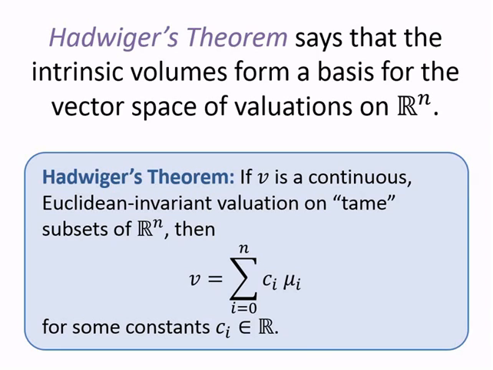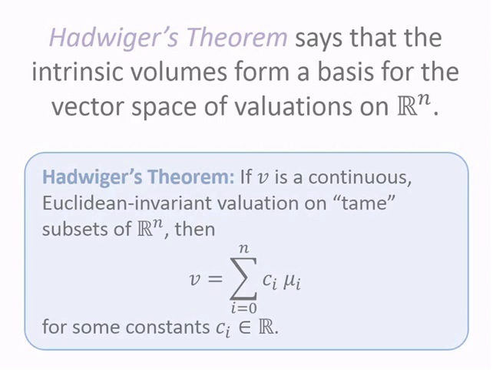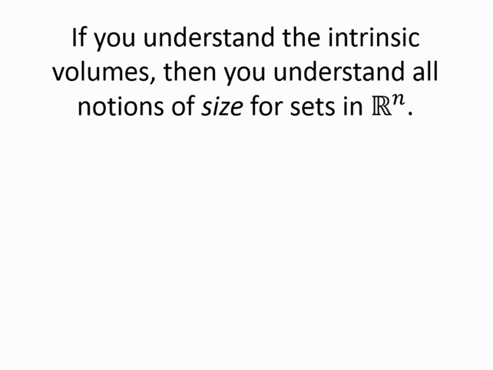So what that means, and here's a more precise statement of the theorem, is that if I have any valuation V that's a continuous Euclidean invariant valuation on tame sets, you can replace tame with compact convex if you like, or with polygons or whatever, then this valuation is a sum of the intrinsic volumes multiplied by some constants that depend on the valuation. So this is the sense in which the valuation is a linear combination of the intrinsic volumes. If you understand the intrinsic volumes, then in a sense you understand all notions of size for subsets of Rn, and you can answer questions like the one posed in this paper.